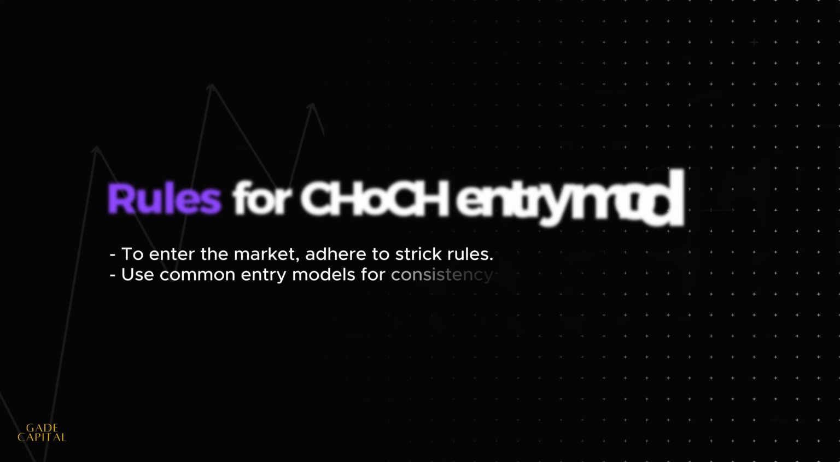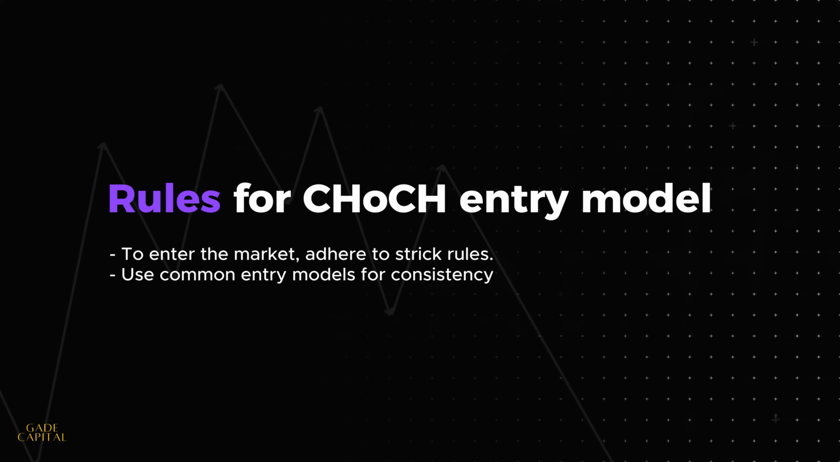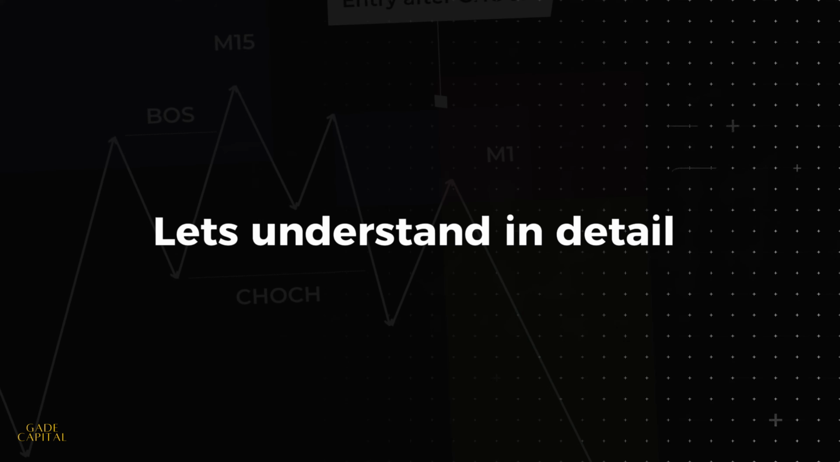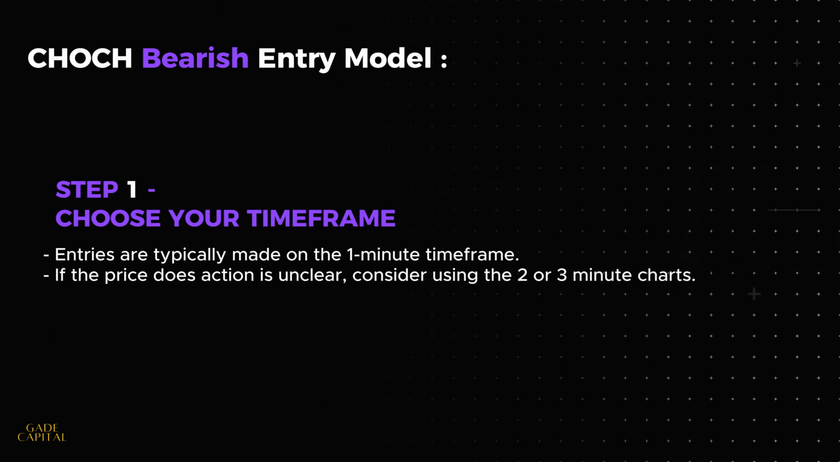And these are some rules for the Choch entry model. We need to follow strict rules and use common entry models for consistency. So let's understand in detail. In the Choch bearish entry model, we need to choose the time frame, right? Entries are typically made on 1 minute, but if the price action isn't clear, we will use 2-3 minutes. And if 2-3 minutes isn't clear, we will use 5 minutes, then 10 minutes and 15 minutes and so on.